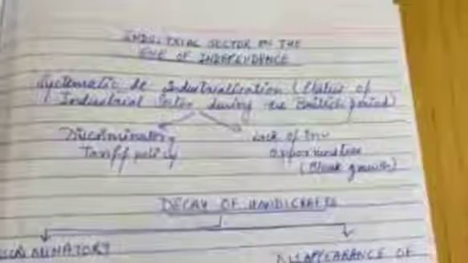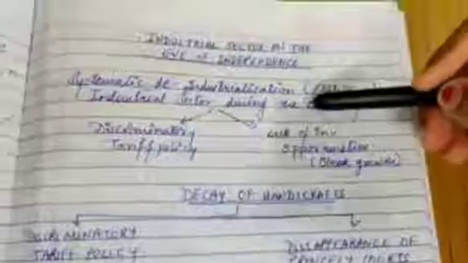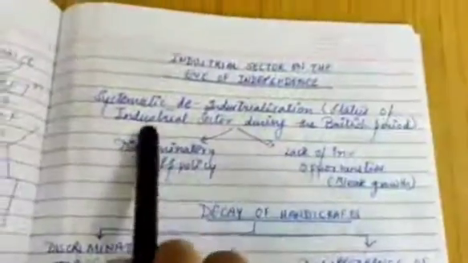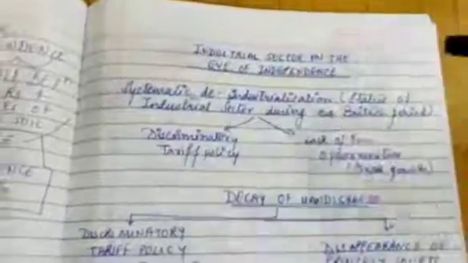So in part 2 we will be studying many other topics as well. We are doing chapter number 1, that is Indian economy on the eve of independence. So we will be starting with the industrial sector on the eve of independence. Basically, first we will be going through systematic deindustrialization. Systematic deindustrialization means the status of the industrial sector during the British period.